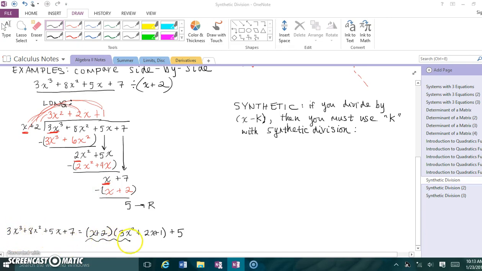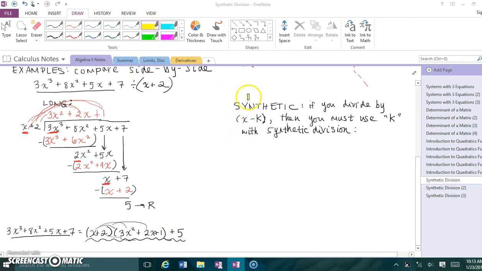So notice when I write out my summary statement, it's not factored perfectly because I have this remainder of 5, but it is still true. If you were to FOIL all this out and add 5 to it, you would end up here. It's just we didn't really factor it perfectly. So let's try the synthetic division.